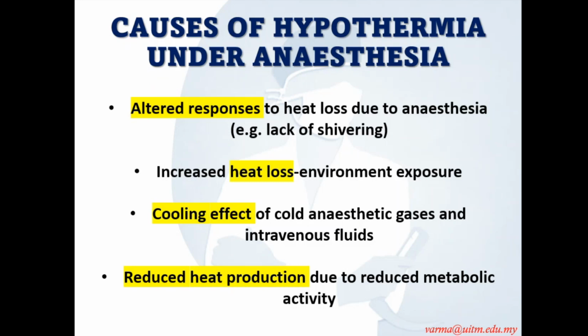There is also the cooling effect of cold anesthetic agents and intravenous fluid. That's why we actively warm the fluid. You can feel our circuit being warm with the HME. We make sure our fluid and the gases that go in are warm as well. If you have a cool intravenous drip, that will bring down the patient's core temperature. And there is reduced heat production due to reduced metabolic activity. The patient is totally anesthetized and not moving. There is no muscle movement and no metabolic activity. The patient is at rest, and basal metabolic activities are exothermic reactions which produce heat. When there is no basal metabolic activity, there is a reduction of heat production as well.